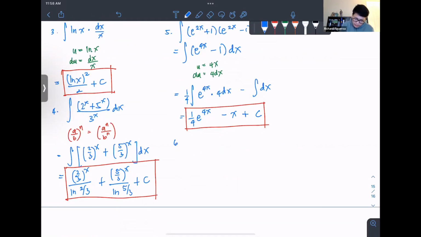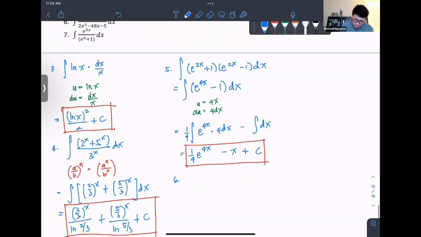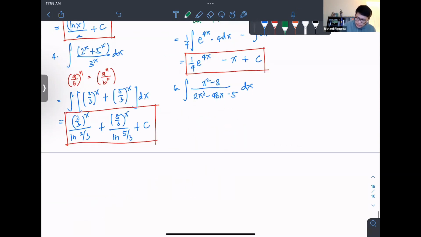Number 6. We have the integral of (x squared minus 8) all over (2x cubed minus 48x minus 5) dx. So our u is 2x cubed minus 48x minus 5. So its du would be 6x squared minus 48 dx. However, 6 is factorable, so we'll just have x squared minus 8 dx.